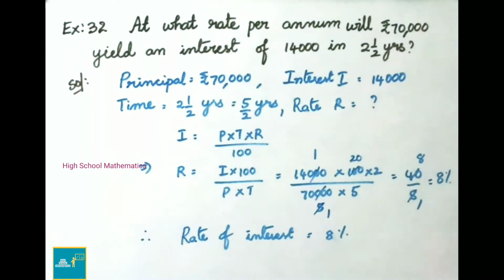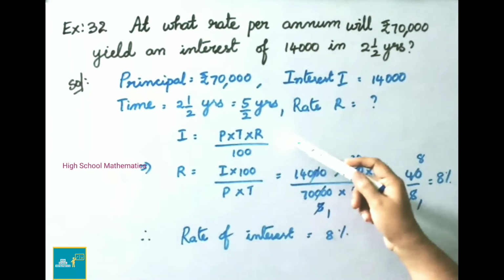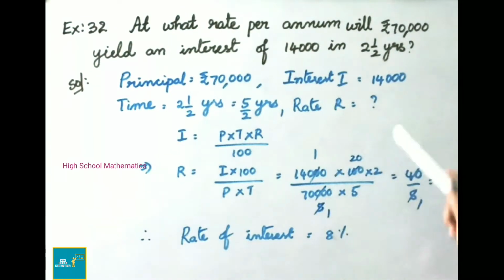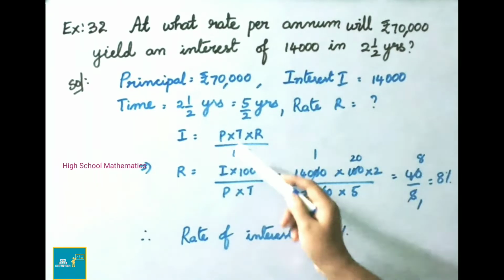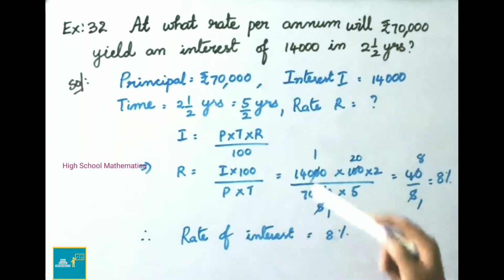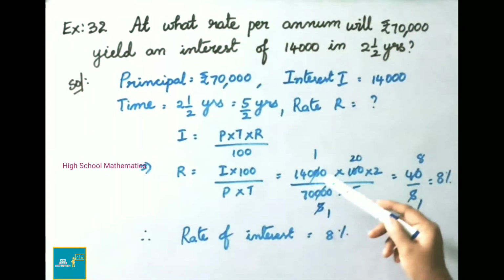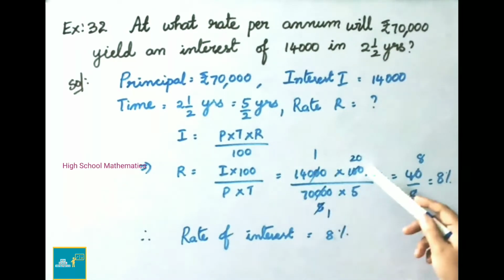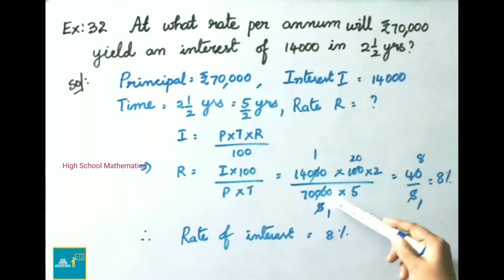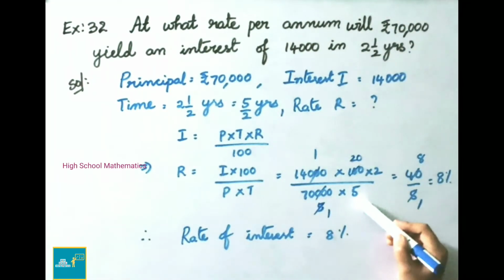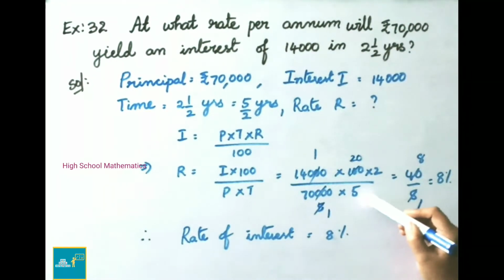Rate of interest we have to find now. We know simple interest formula I equals P into T into R by 100. In our question we have to find rate of interest. So that implies R equals I into 100 by P into T. That equals interest is 14,000 into 100 by principal amount 70,000 into time is 5 by 2. So the denominator 2 comes to the numerator, so into 2 in the numerator.